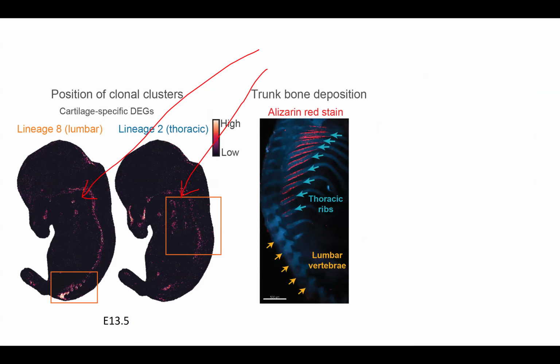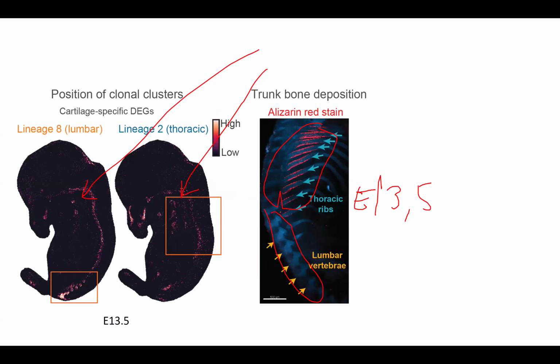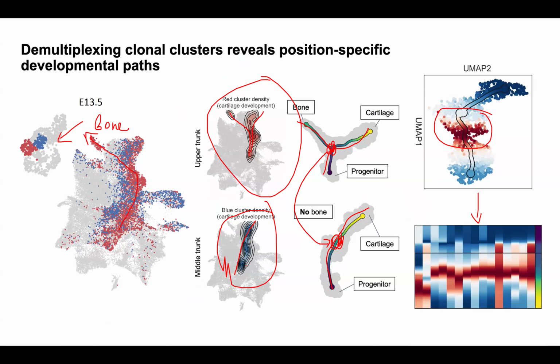And we can see that in the case of the clonal cluster that gives rise to the bone, it's tilted to the rib cage. And the rib cage produces the bone. And the spine does not produce the bone at E13.5 because the spine will ossify much later as compared to the ribs. So basically, the red trajectory, this is ribs. And this is the spine, and the ribs are very close to the spine. That's why these two clonal clusters are next to each other.